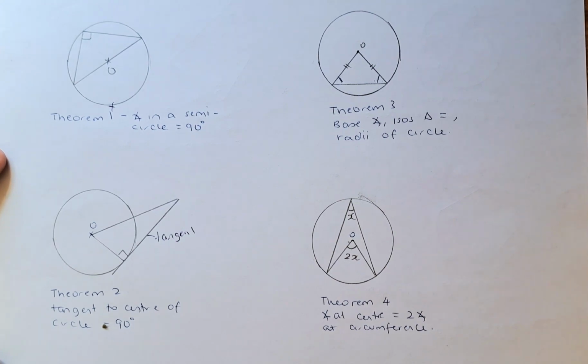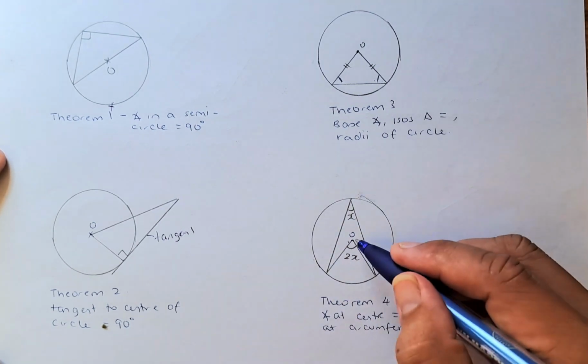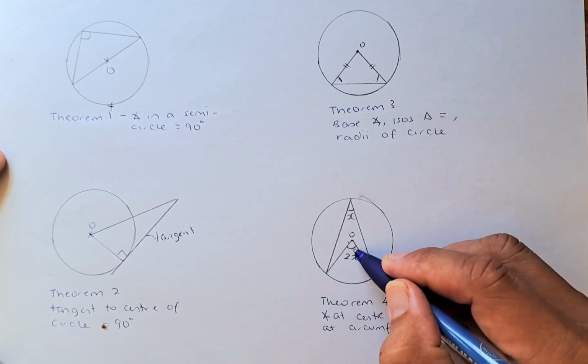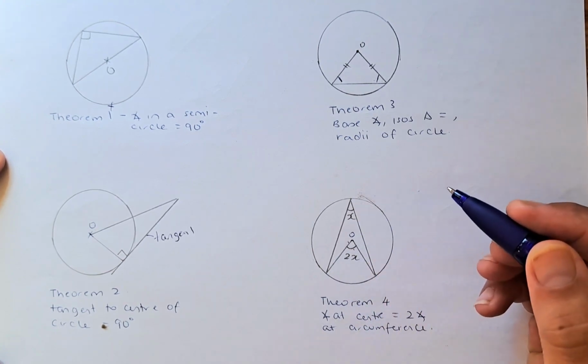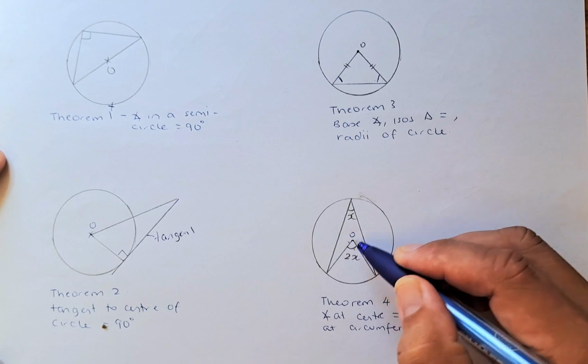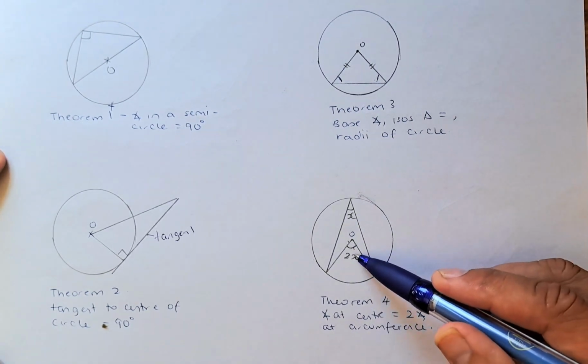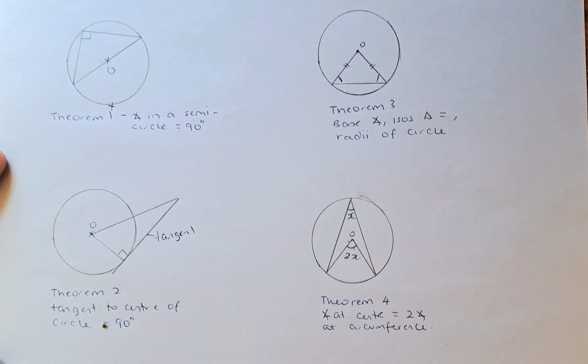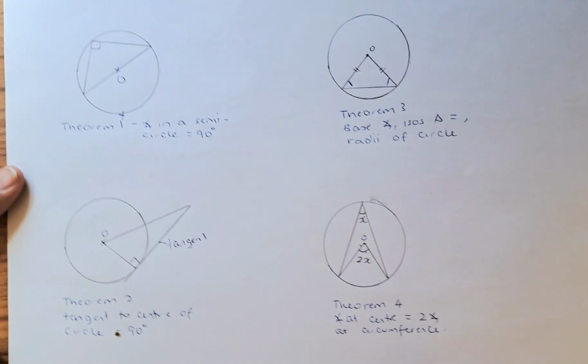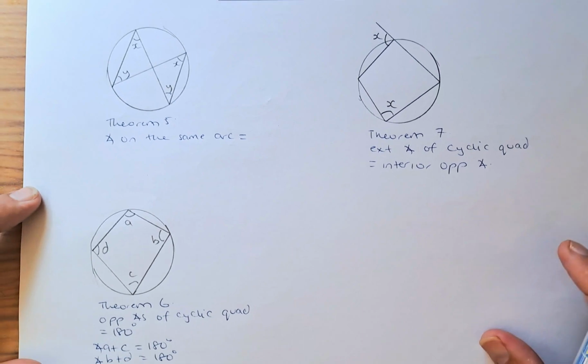The fourth theorem is like a rocket. Okay, this is the center of the circle. The angle at the center is 2 times the angle at the circumference. So for example, this is 80 degrees, x has to be 40 degrees. So the angle at the center is 2 times the angle at the circumference. Okay, great. Now we'll look at the last 3 theorems for circles.